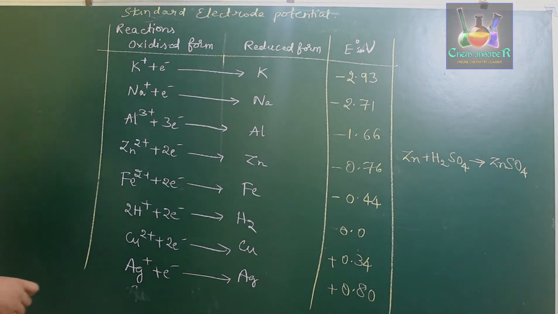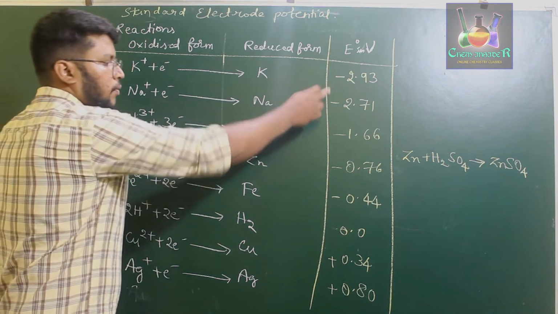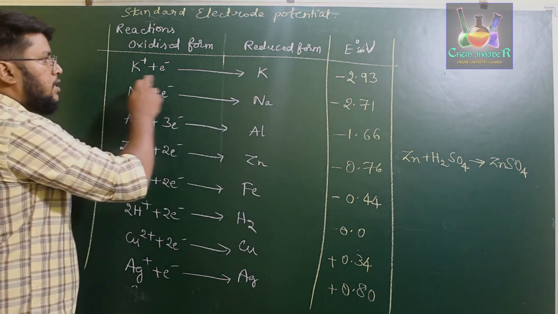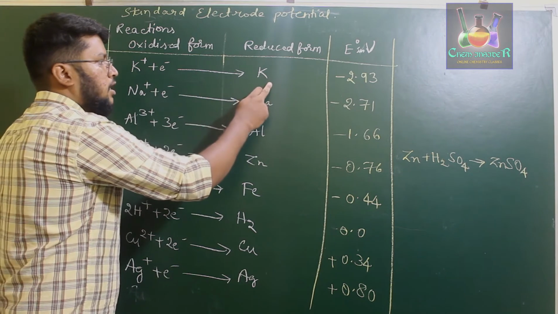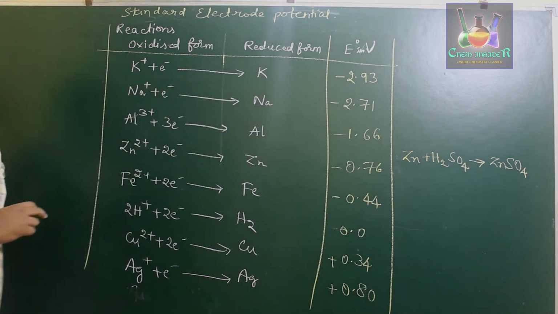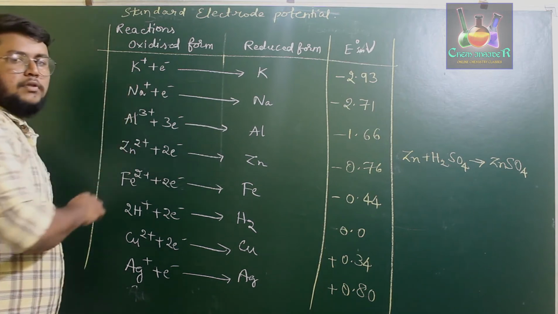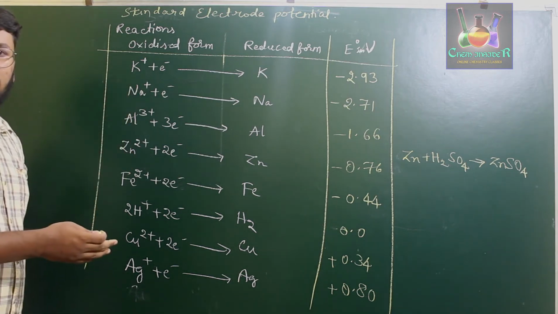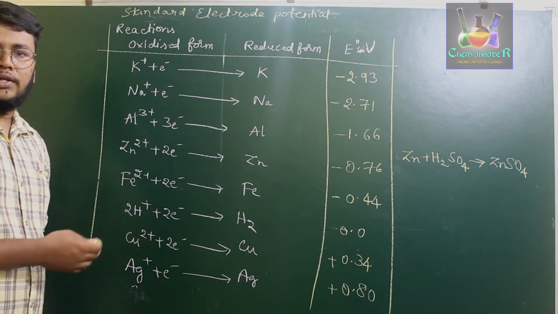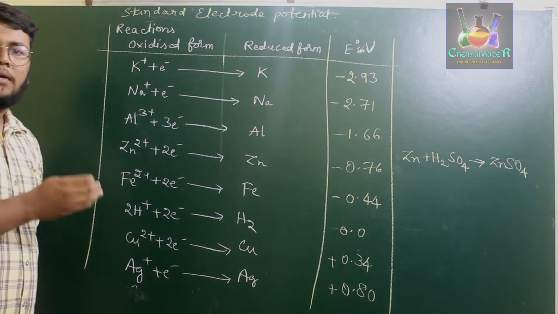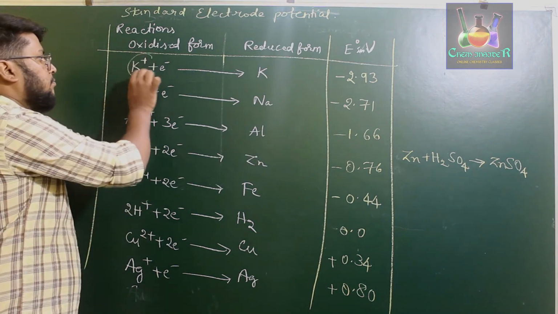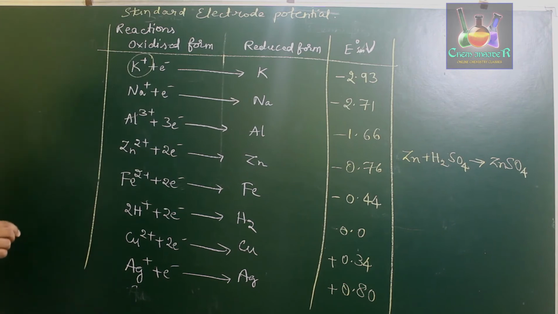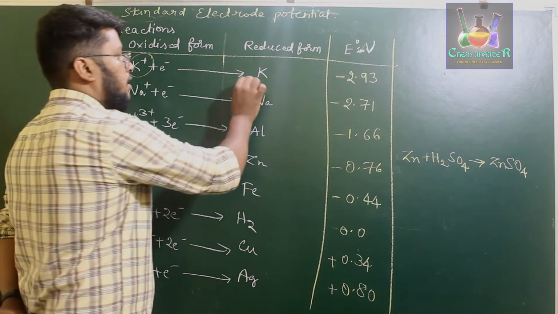That is because, if you compare here, the negative value indicates that once this reaction is completed, the reduced form is quite less stable when compared to the oxidized form. When a metal is getting reduced and has an electrode potential of negative value, that says the metal is more stable in its oxidized form than in its reduced form.